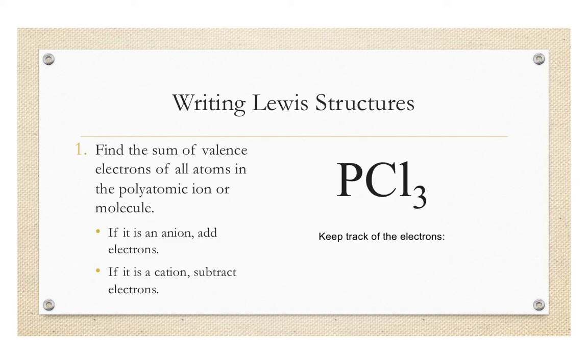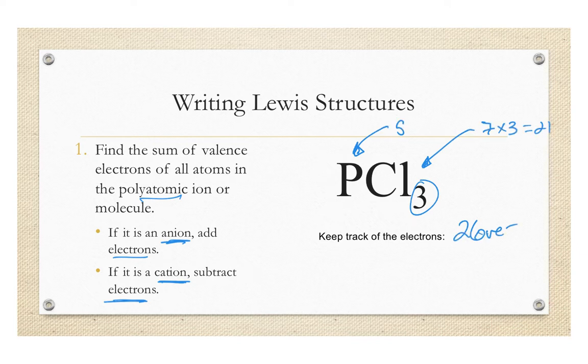So when we write Lewis structures, the very first thing I'm going to do is find the sum of valence electrons of all the atoms in the ion or molecule. If it's a polyatomic ion that's an anion, we add electrons, however many are in the charge. If it's a cation, we subtract electrons to match the charge. Phosphorus has 5 valence electrons. Chlorine has 7, and we have 3 chlorine atoms, so that's times 3. This is 21 plus 5, so altogether I've got 26 valence electrons to work with.